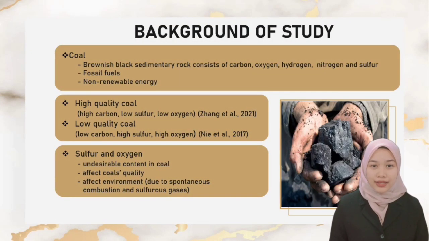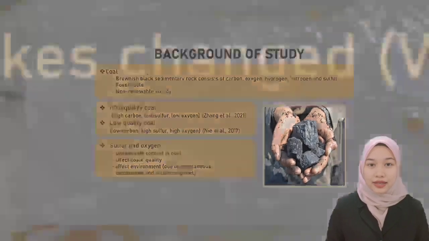Coal is a brownish-black sedimentary rock consists of carbon, oxygen, hydrogen, nitrogen, and sulfur. It is a form of fossil fuels and is known as a non-renewable energy. In high-quality coal, there is a high amount of carbon, and a low amount of sulfur and oxygen. Vice versa to the low-quality coal, it has a low amount of carbon and a high amount of oxygen and sulfur. Both of these oxygen and sulfur content are an undesirable content in coal. Its presence affects the coal's quality and the environment due to the spontaneous combustion and sulfurous gases.